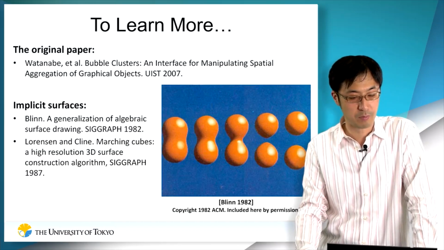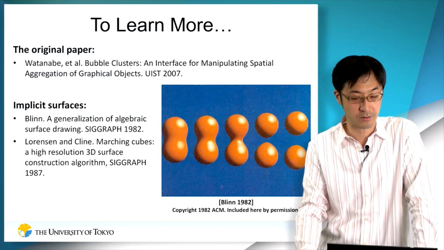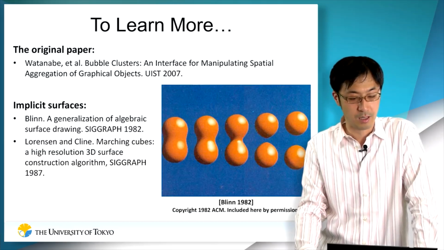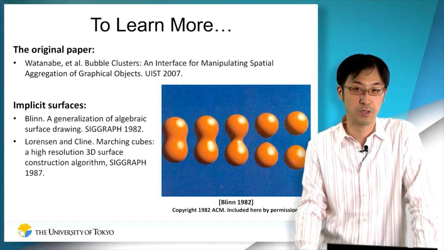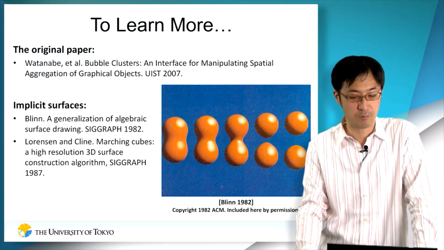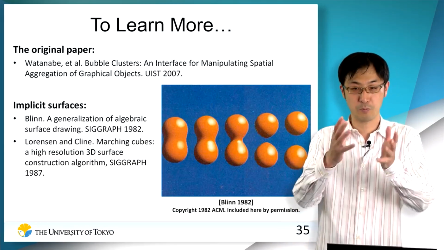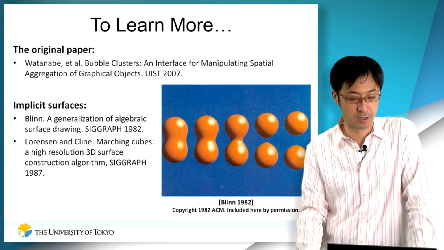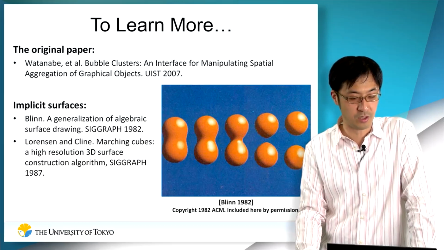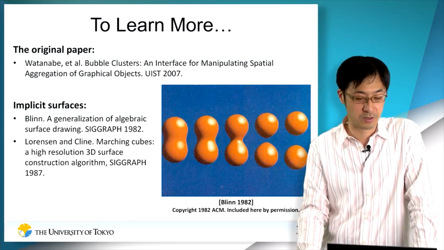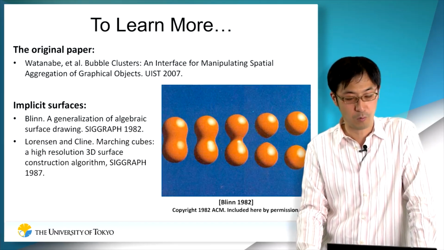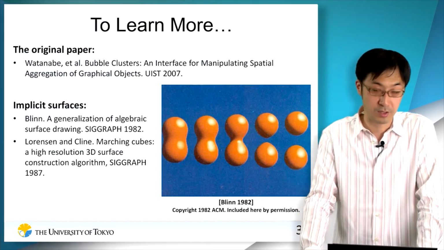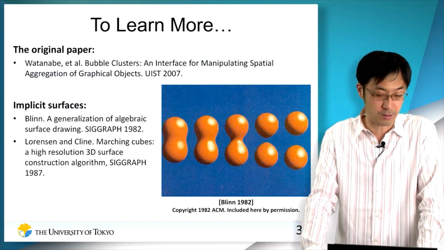The original paper was published as "Bubble Clusters: An Interface for Manipulating Spatial Aggregation of Graphical Objects." The technique we use here is called implicit surfaces. Implicit surfaces are a very popular technique in computer graphics to represent liquids and blobby objects. The first publication was at SIGGRAPH 82 by Jim Blinn. Then the isosurface extraction technique called Marching Cubes was published in 1987. These are very basic literature, and I recommend you take a look at them.